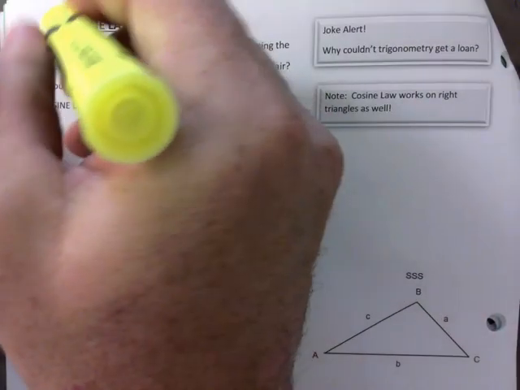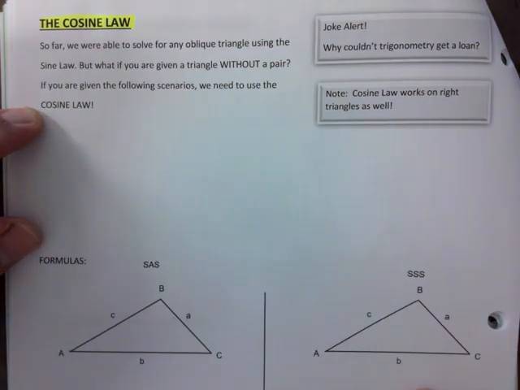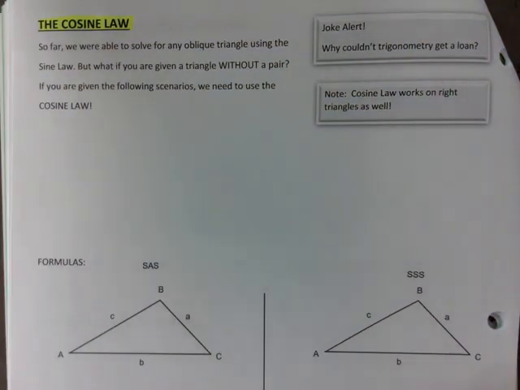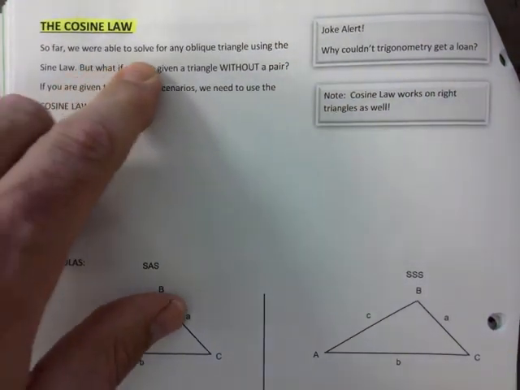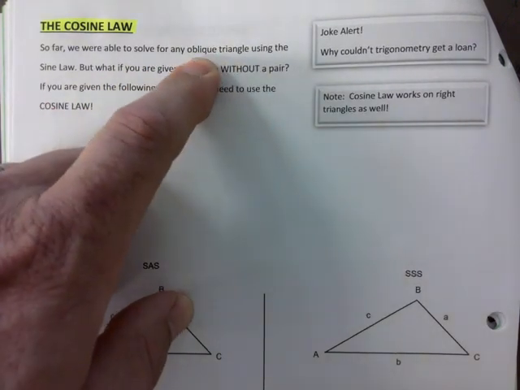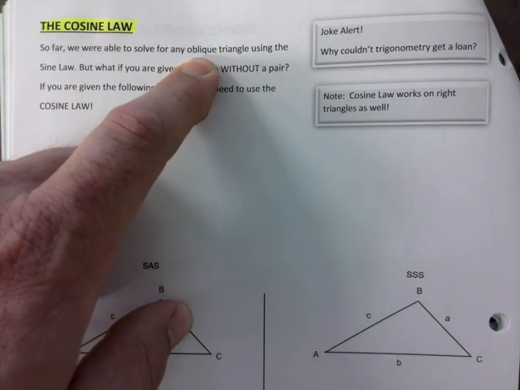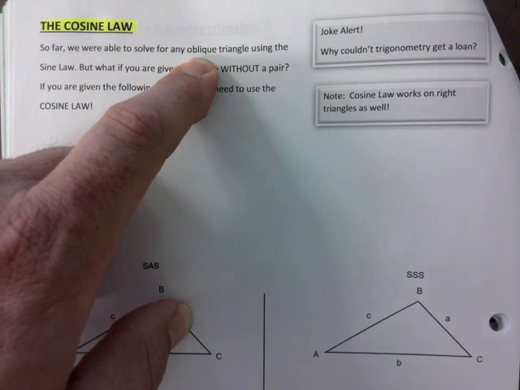So that's an important title, right? If you go through it. So far, we were able to solve for any oblique triangle. What's an oblique? It's just anything that isn't a right triangle. It's called oblique, all right?